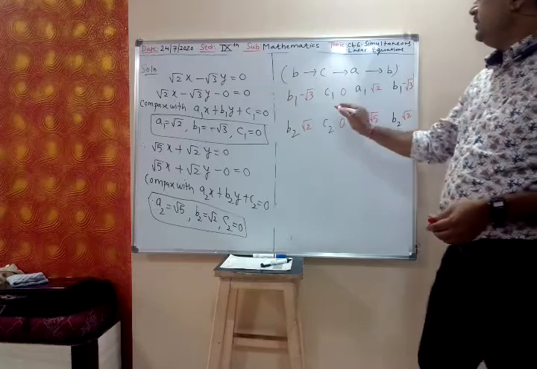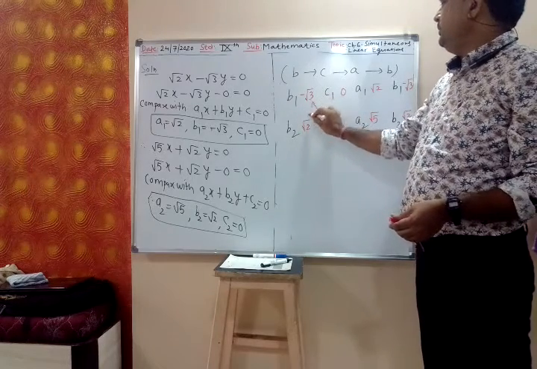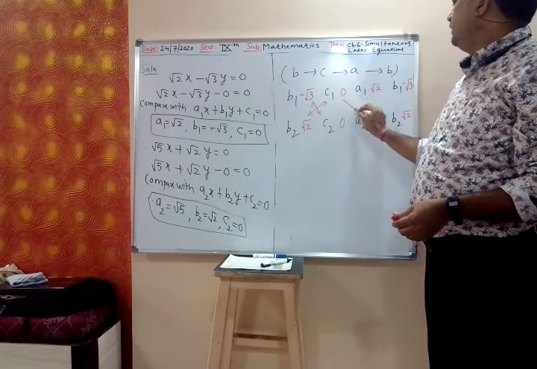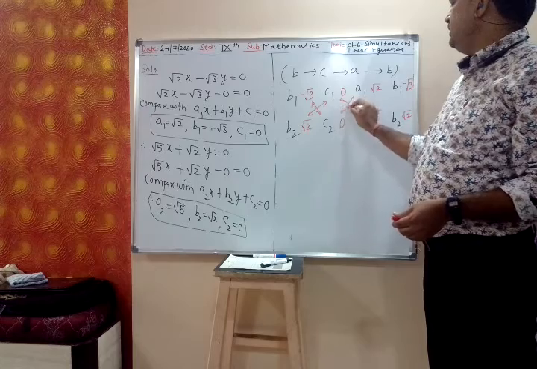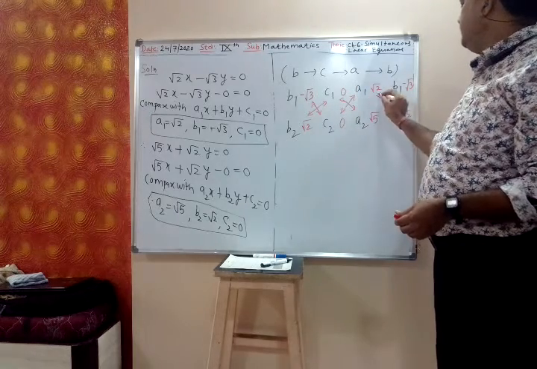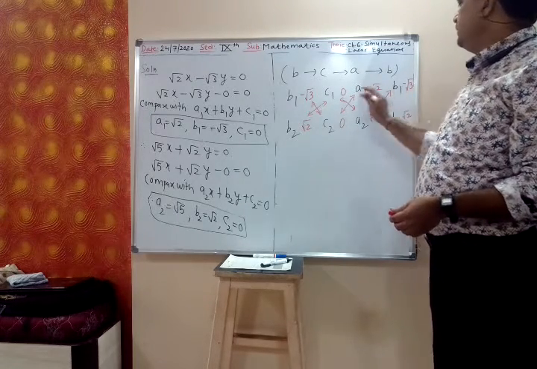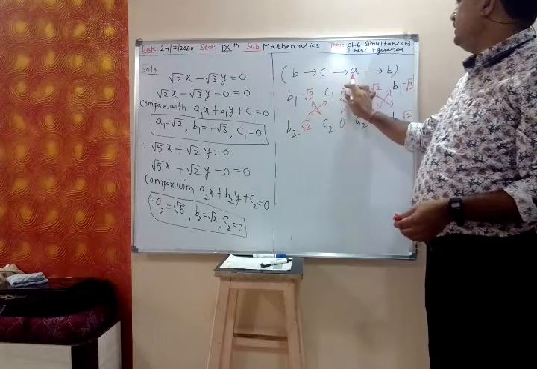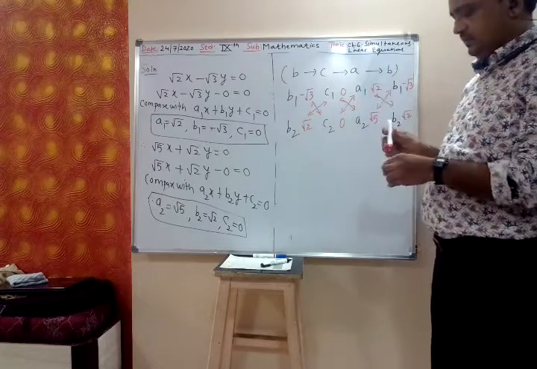Now use cross multiplication method. Cross multiply these two and subtract. Cross multiply these two and subtract. Cross multiply these two and subtract. So this we consider for x, this we consider for y, this we consider for 1.